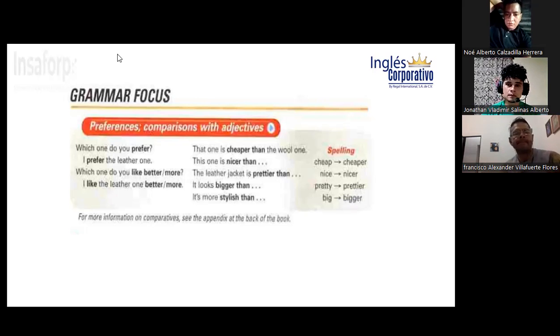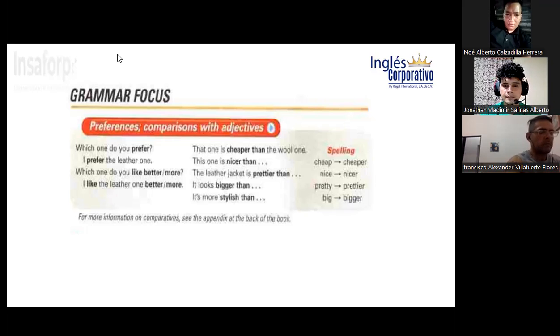We can start. Okay. Preference, comparison with adjectives. Which one do you prefer? I prefer the leather one. Which one do you like better? I like the leather one better. That one is cheaper than the wool one. This one is not nice, then. The leather jacket is prettier than. It looks better than. It's more stylish than.